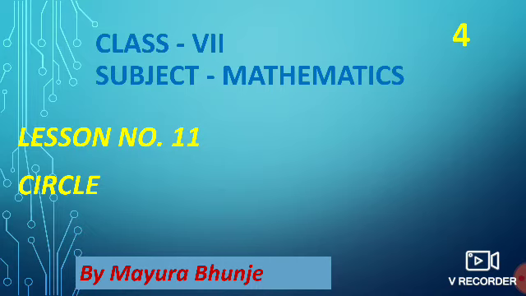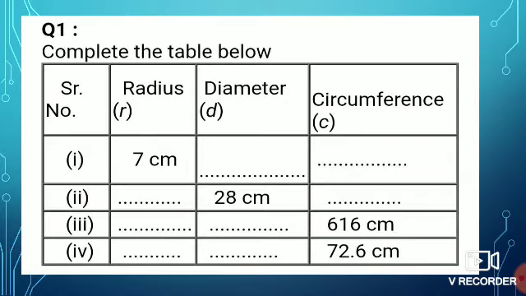Number 11, circle, part 4. Question number 1. Complete the table below. In this table, radius, diameter and circumference, 3 columns are there.